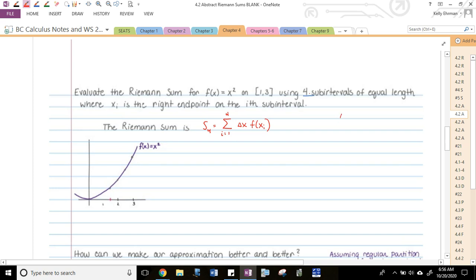Off to the side here, delta x is equal to 3 minus 1 divided by 4, so 1/2. So now I know that the Riemann sum is going to be the sum from 1 to 4 of 1/2 f of x sub i. And remember, you're allowed to pull the 1/2 out in front.